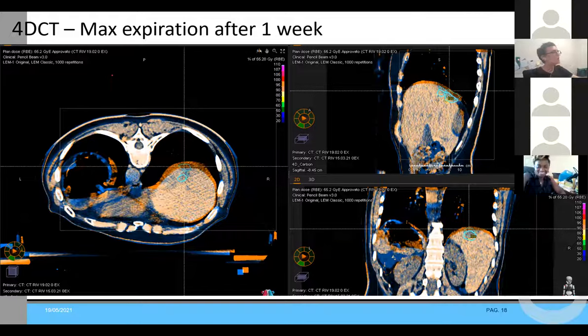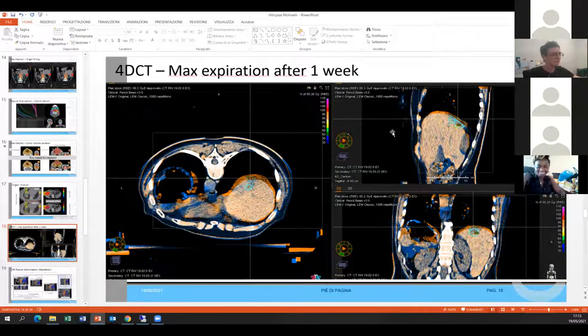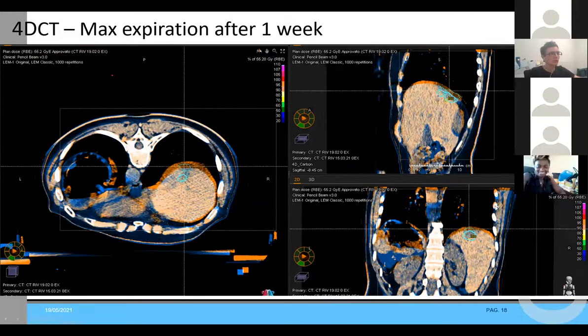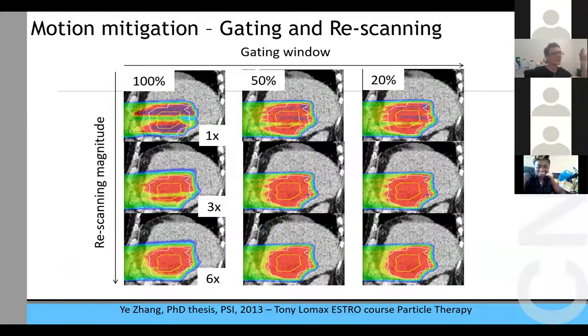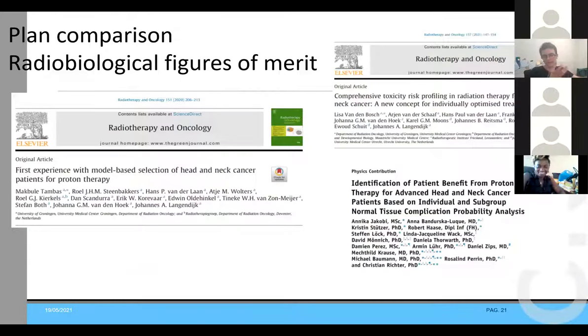Yeah. What we do is we do a 4D CT scan, which anyway is just a screenshot of the patient at the moment. So after 1 week, even if you acquire the same phase, it's going to change. And we do gating and rescanning for the treatment of these patients, trying to, let's say, minimize the residual motion and those uncertainties during the treatment.